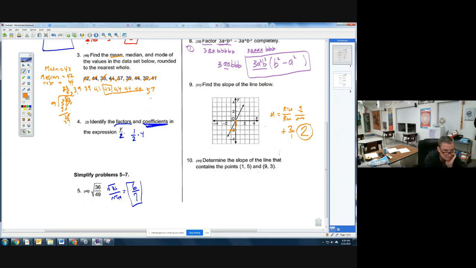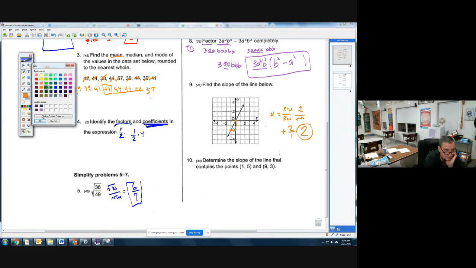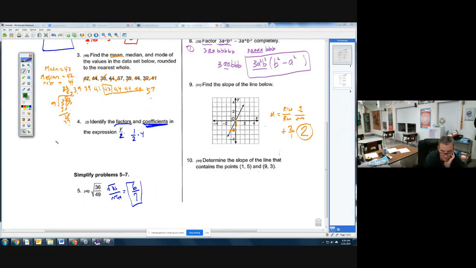Problem number 10. I would certainly write down the slope formula. You could graph it on a coordinate, I guess, but why? And remember, slope is y sub 2 minus y sub 1 over x sub 2 minus x sub 1. Parentheses will make the teacher happy. There's my y's over my x's. I would label these as my x2, y2, x1, y1.